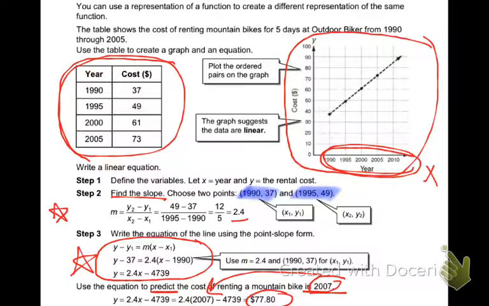All right. Again, that looks like, man, that's a lot going on there. It's really not that bad. The hardest part is finding the slope and plugging it into the equation. Okay.